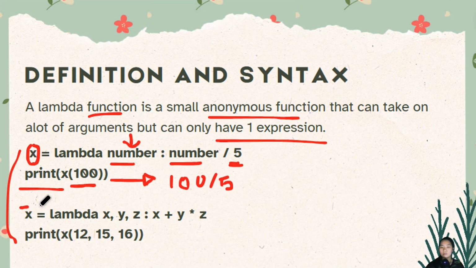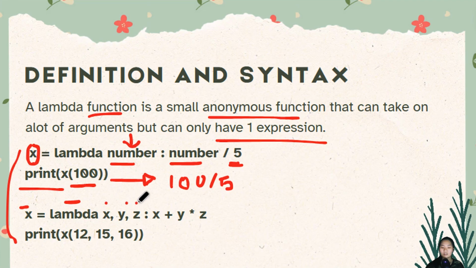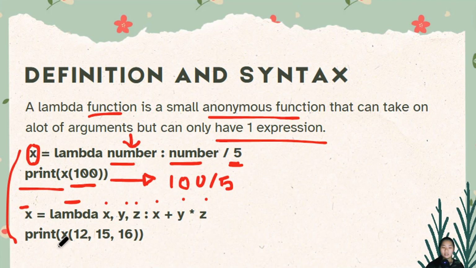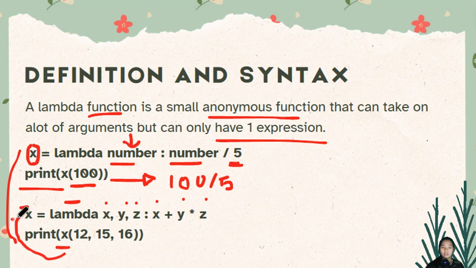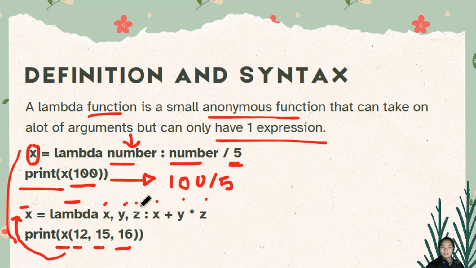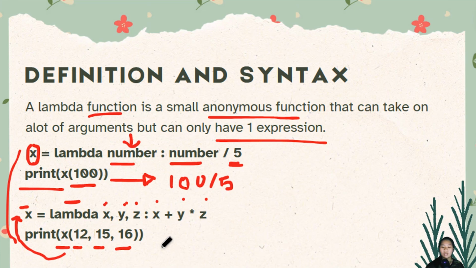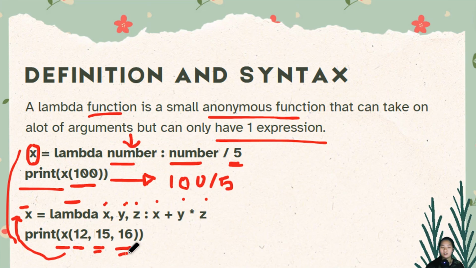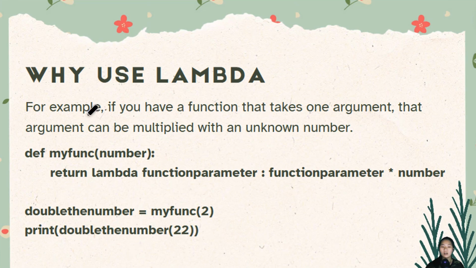x doesn't have to be x. You can name it anything. Lambda x, y, z, those are the arguments: x plus y times z. Print x, calling back to this, invoking the lambda function. 12 goes to x, 15 goes to y, and 16 goes to z. And this will print out the result of 12 plus 15 times 16. All right, let's move on to the next part.